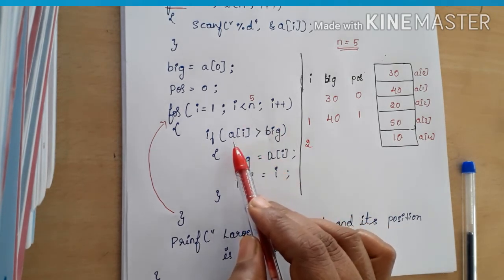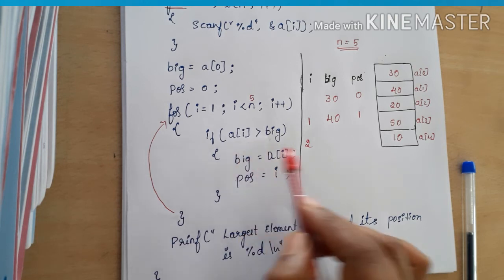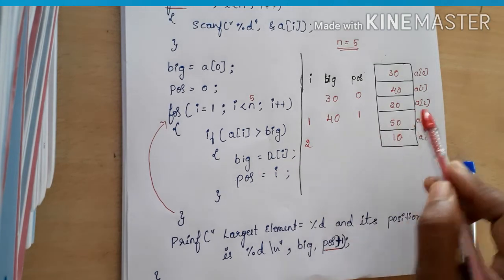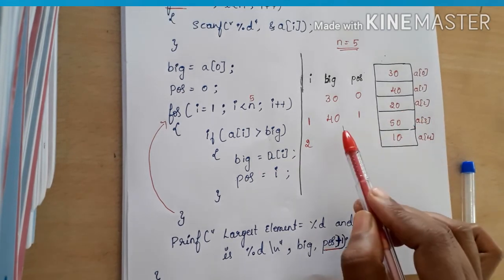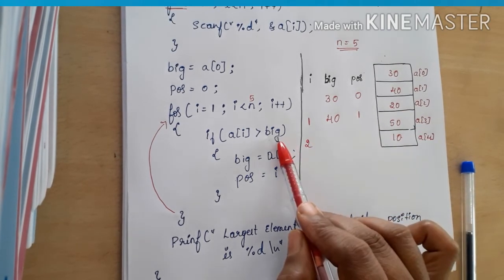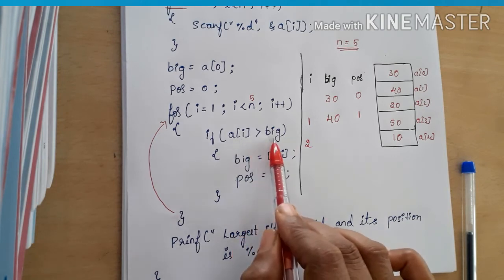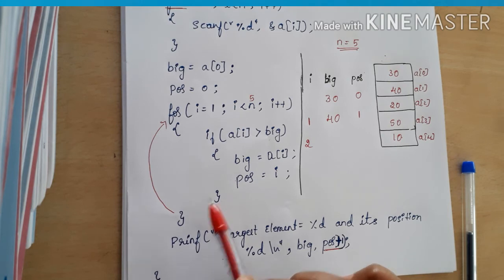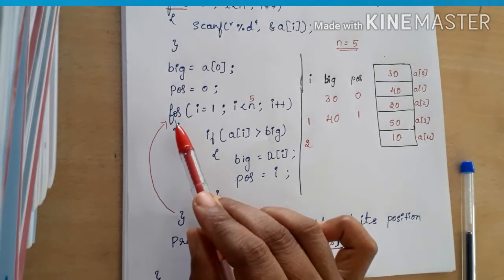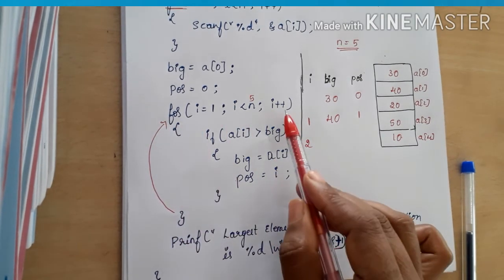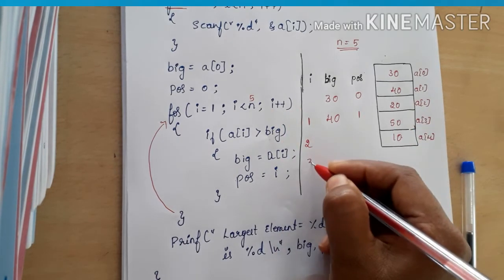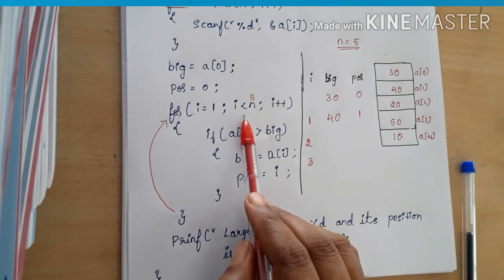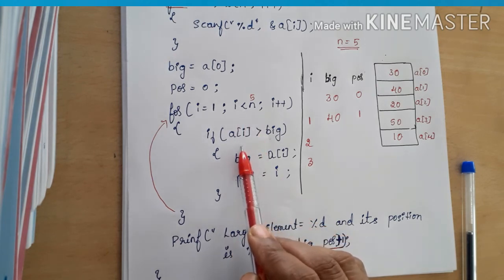Next compare u of I, that is u of 2, with big. U of 2 is 20, 20 is compared with big. Big value is 40. Is 20 greater than big? No, the condition is false. Control moves out of if. Next, end for means control returns back to the for loop. Next, updation, I is incremented by 1 means I becomes 3. Then condition, is 3 less than 5? Yes. Control enters the for loop.